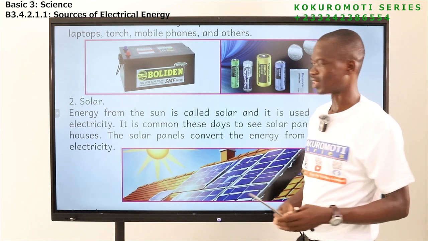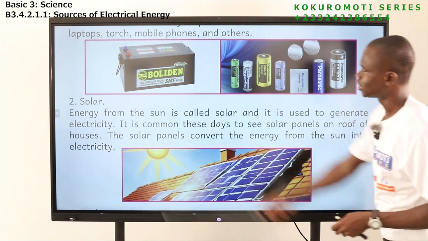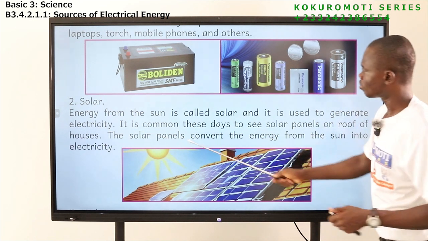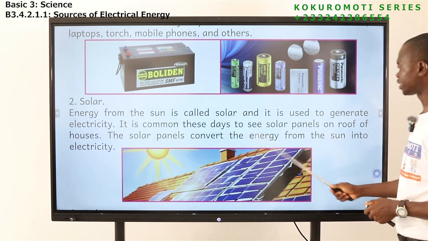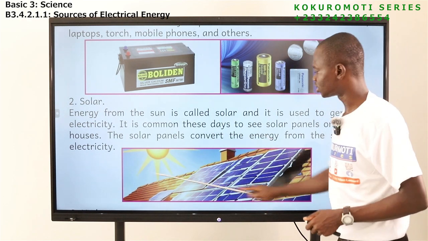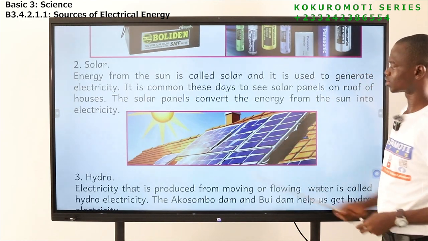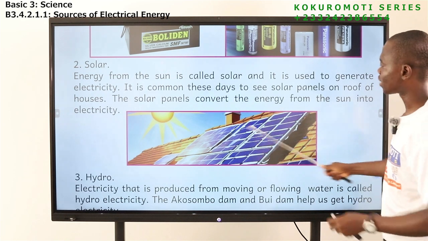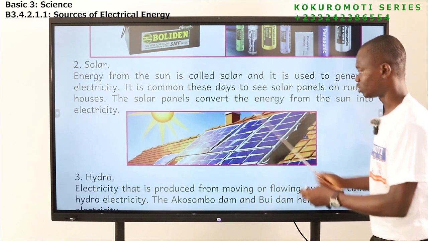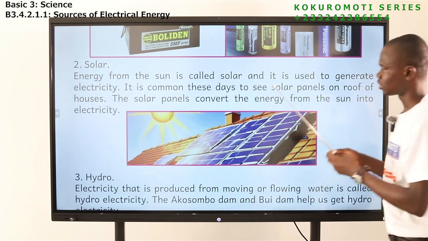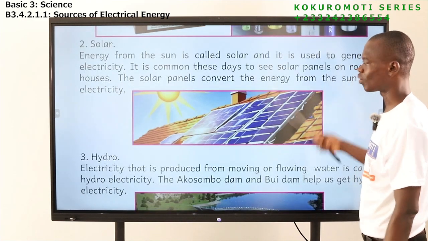Solar is also another source of electricity. Energy from the sun is called solar, and it is used to generate electricity. It is common these days to see solar panels on roofs of houses. The solar panels convert the energy from the sun into electricity. If you look at this, you see the sun here, and this is the roofing of a house with solar panels on it. So these days people are using it.